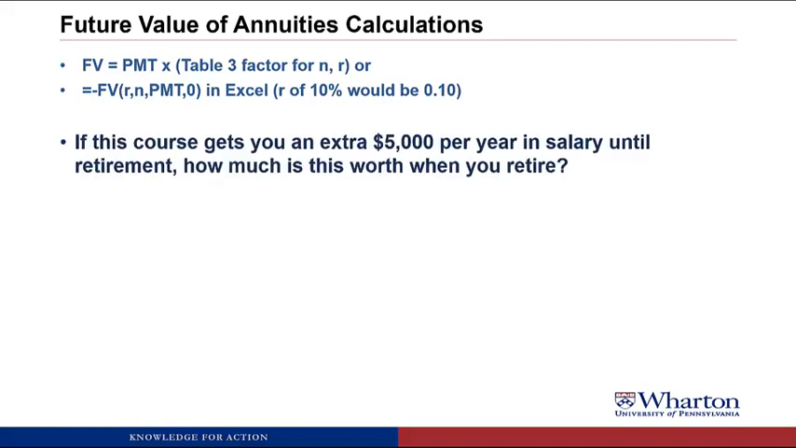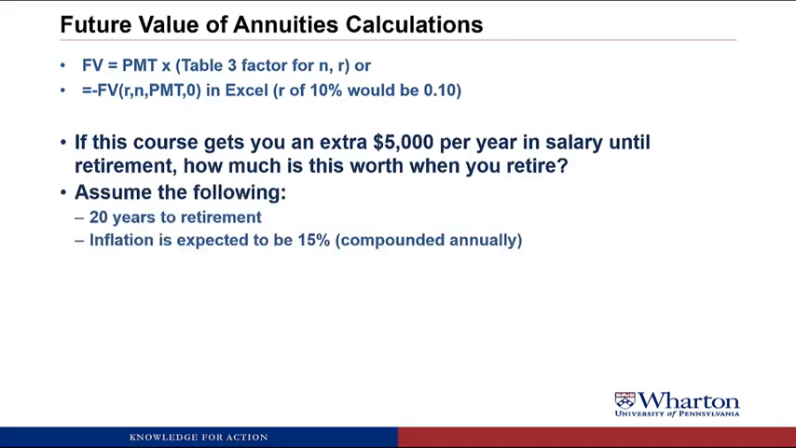So here the question would be, if this course gets you an extra $5,000 per year in salary until retirement, how much is this worth when you retire? So instead of figuring out the present value of that annuity, let's figure out the future value of the annuity. How many dollars will you have in the future when this is all said and done? So we're going to assume 20 years to retirement. Inflation is expected to be 15% per year.